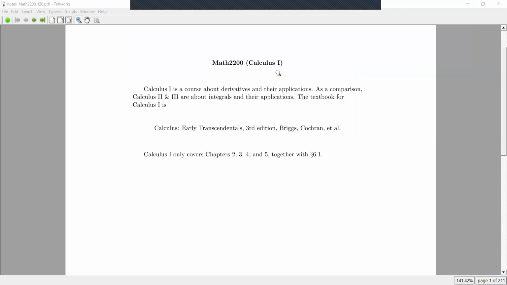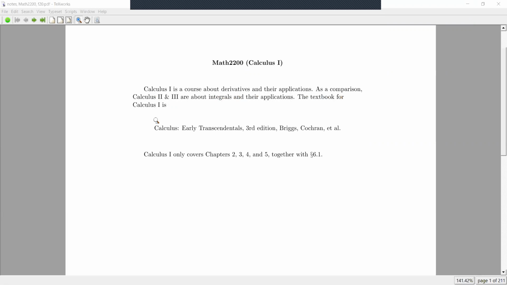Welcome to the class of Calculus 1. Cal 1 is a course about derivatives and their applications. As a comparison, Cal 2 and Cal 3 are about integrals and their applications.